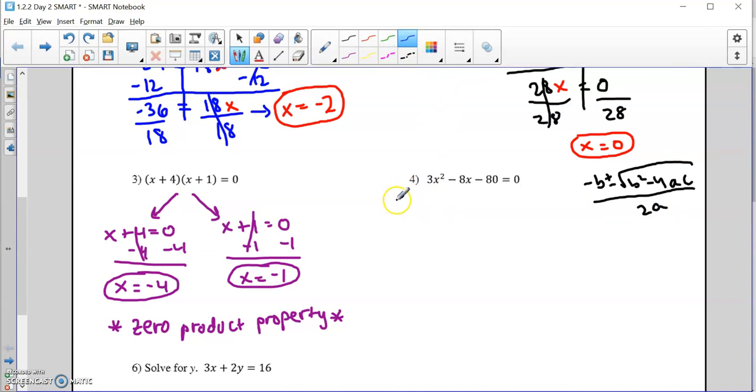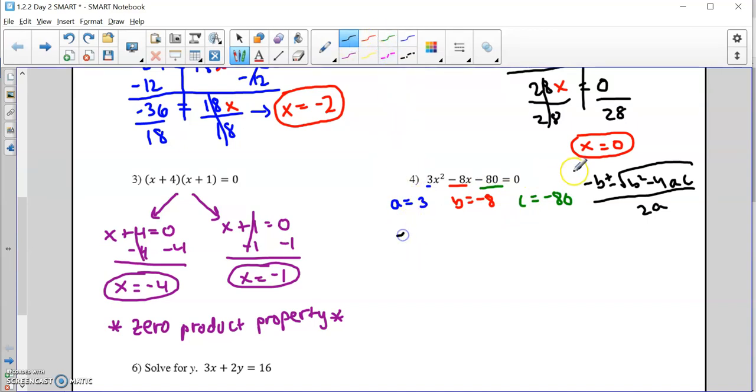selecting or identifying your A, B, and C. So my A is going to be the number with the x squared. My B is going to be the number with my x, so that's going to be my -8. And my C is going to be -80, this guy right here. All right, so now I'm ready to start plugging into my equation.